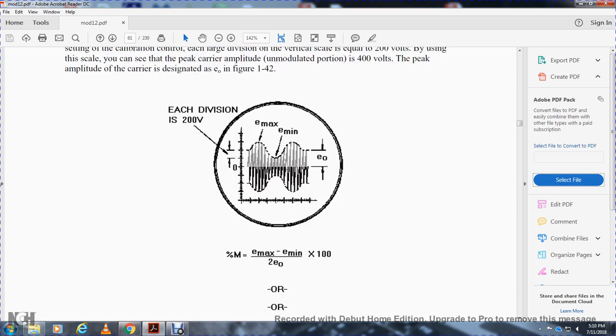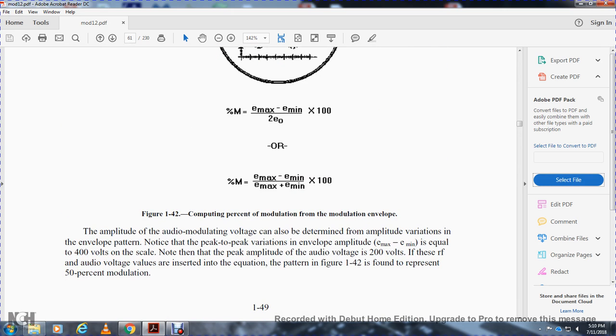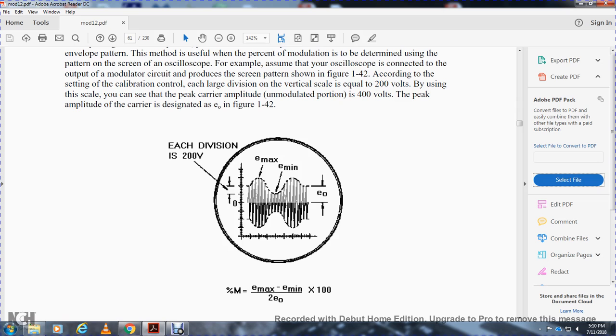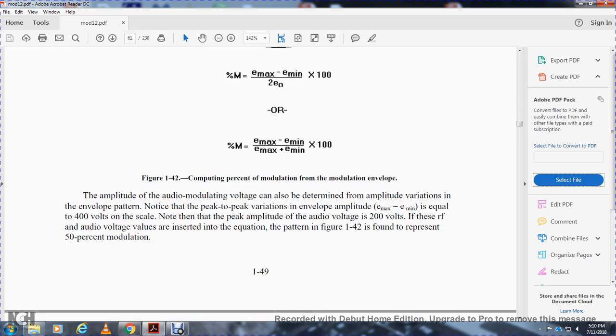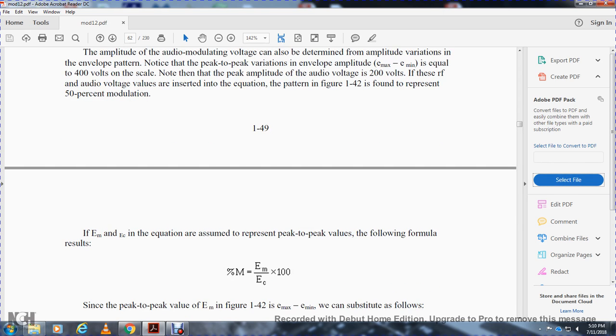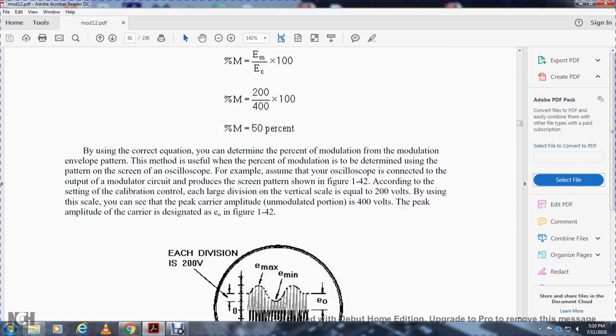The percent of modulation is equal to the voltage max minus the voltage min, over 2 times the peak amplitude of the carrier, times 100. The amplitude of the audio modulating voltage can also be determined by the amplitude variation in the envelope pattern. Note that the peak-to-peak variation in the envelope amplitude, voltage max minus voltage min, is equal to 400 volts on the scale. Note that the peak amplitude of the audio voltage is 200. If these radio frequency and audio voltage values are inserted into this equation, the pattern in Figure 142 is found to represent 50% modulation.